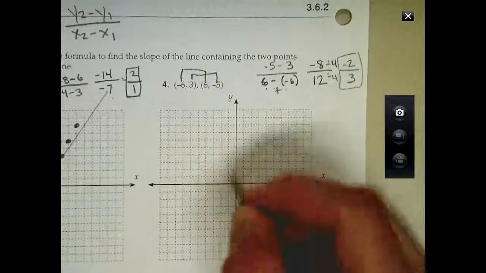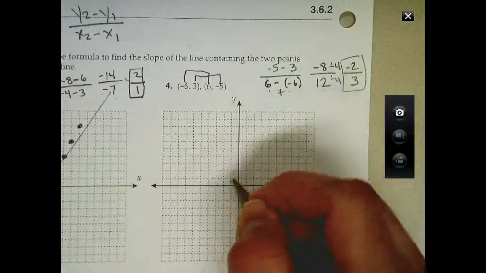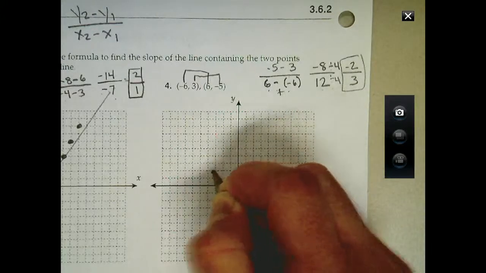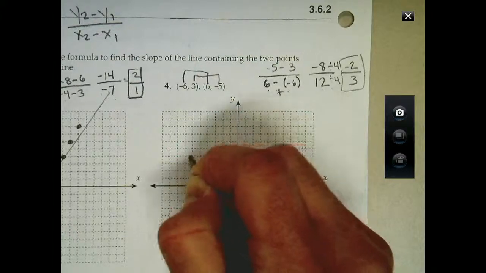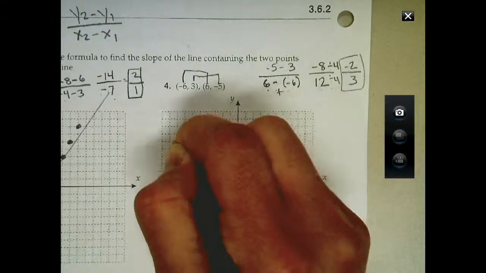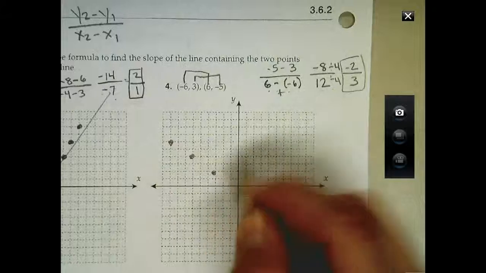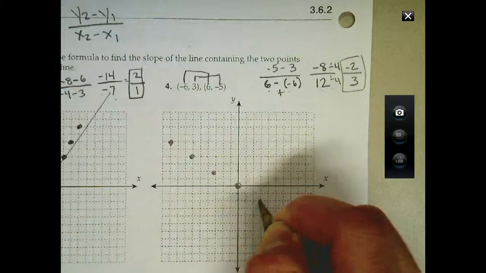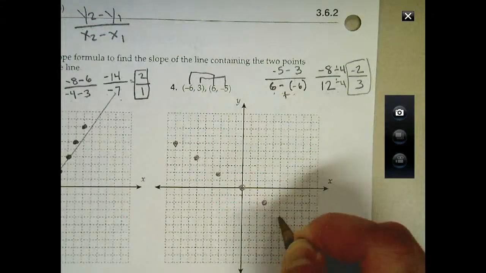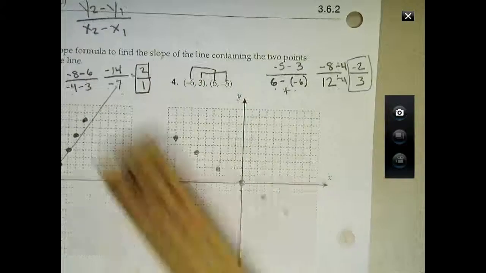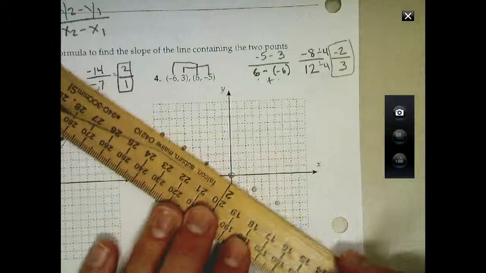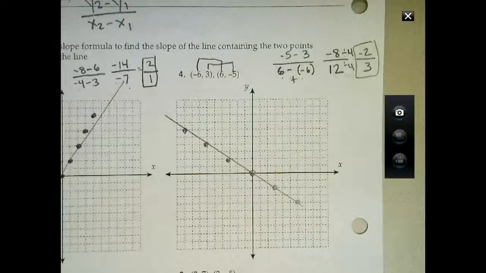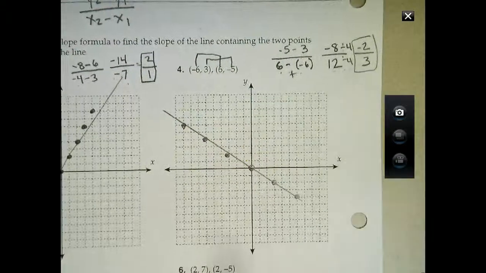Again, I'm going to start at 0, 0. I know I have a negative, so if I go up 2, I have to go negative 3. 1, 2, 3. Up 2, over 3, up 2, over 3. And again, the same thing, I come back down, and I can go down 2, over 3, down 2, over 3. Again, I connect my line. Hopefully, I'll get it somewhat close, with a slope of negative 2/3.